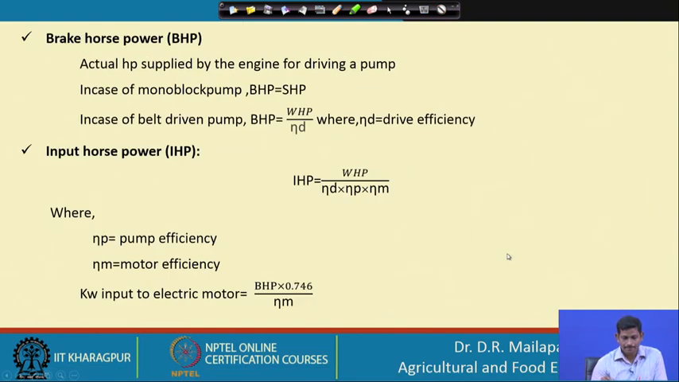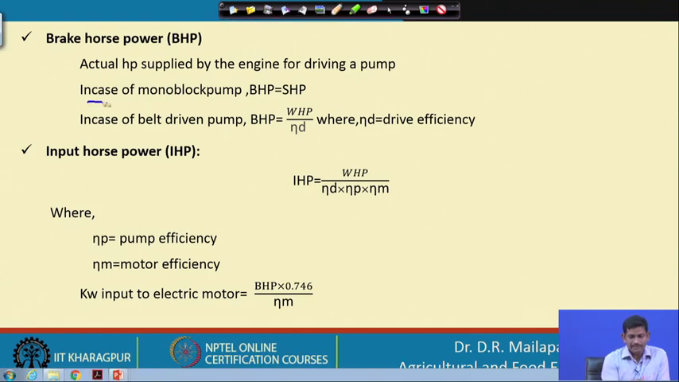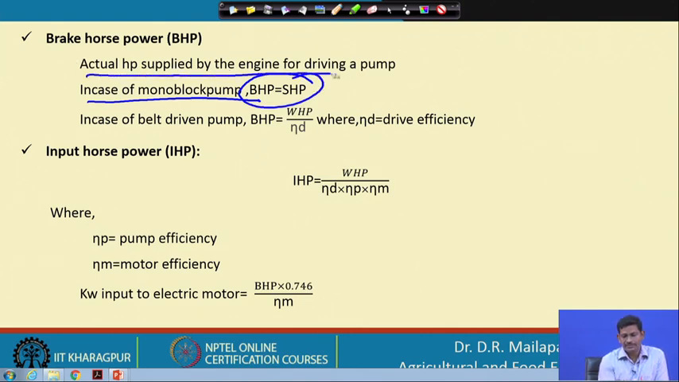Next, if you see, in case of monoblock pump, BHP is equal to SHP. So, brake horsepower is actual HP supplied by engine or drive to a pump. Okay. So, in case of monoblock, brake horsepower is equal to shaft horsepower. In case of belt drive, we have to put the drive efficiency here, WHP by drive efficiency, you get BHP here. Okay.